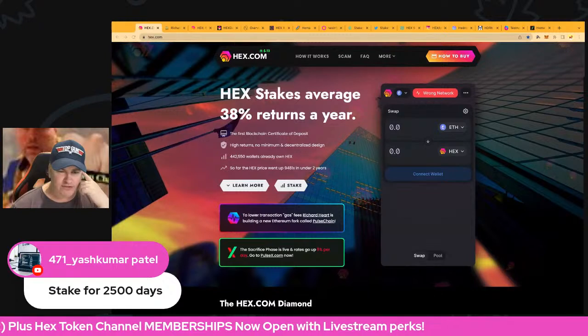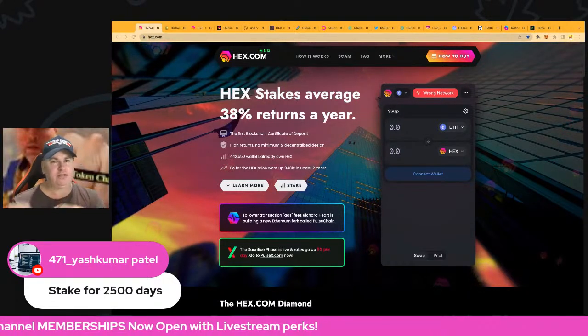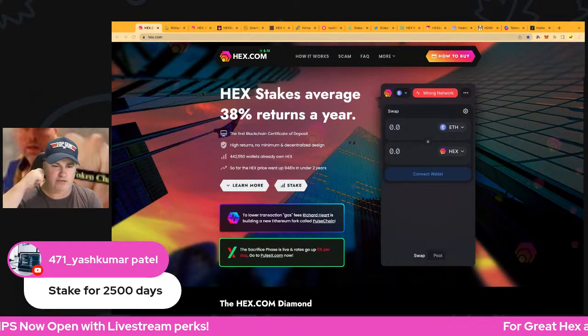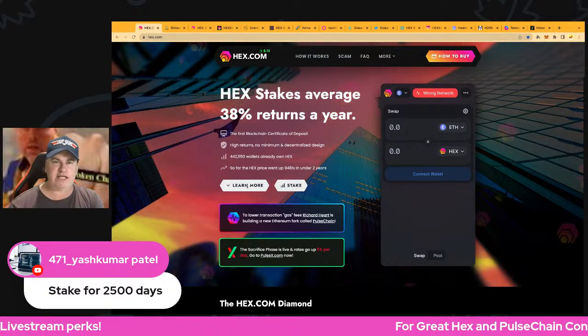471's in the house, stake for 2,500 days. That's a pretty good stake length there. I like that one. That's a good one. So anyway, let's get into it, folks.